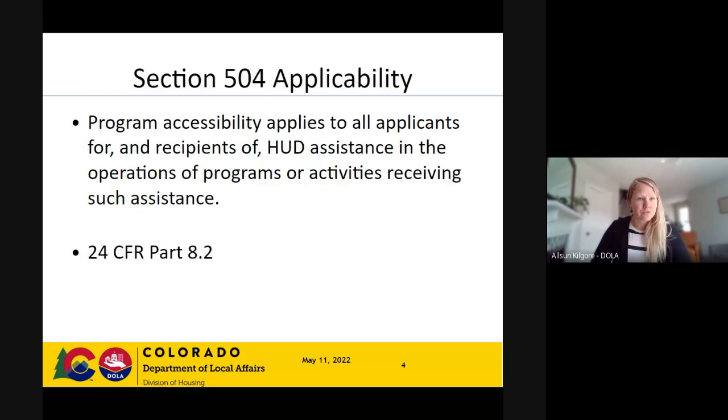So, Section 504 applicability. It applies to program accessibility for all applicants for and recipients of HUD assistance in the operations of programs or activities receiving this assistance. So there's a pretty substantial laundry list of programs that are governed by this.